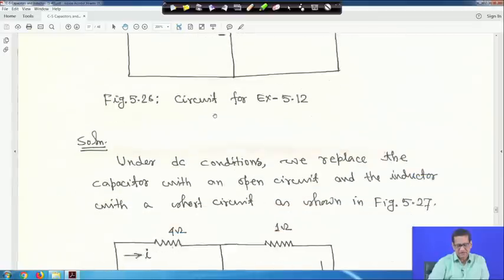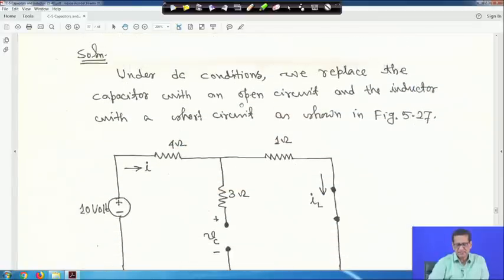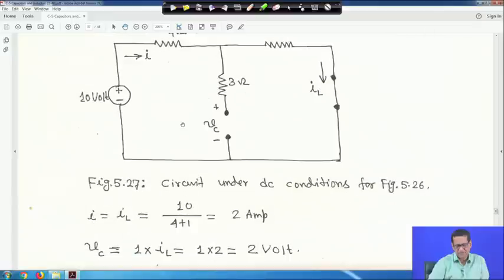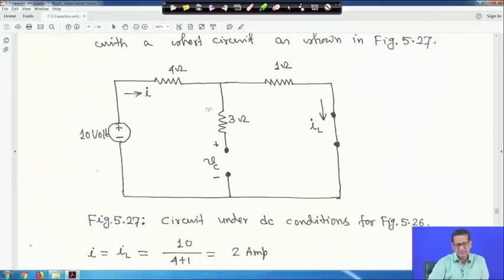So the question is that under DC condition we replace the capacitor with an open circuit, as we have seen for the capacitor, and for DC condition the inductor should be a short circuit. So no current is flowing through the 3 ampere branch because it is open circuit. Then what will be I? It is 4 plus 1, 5 ohm, and 10 volt, so it will be 10 by 5, so 2 ampere. This is a simple series circuit, and nothing is flowing here, so I and IL are the same.